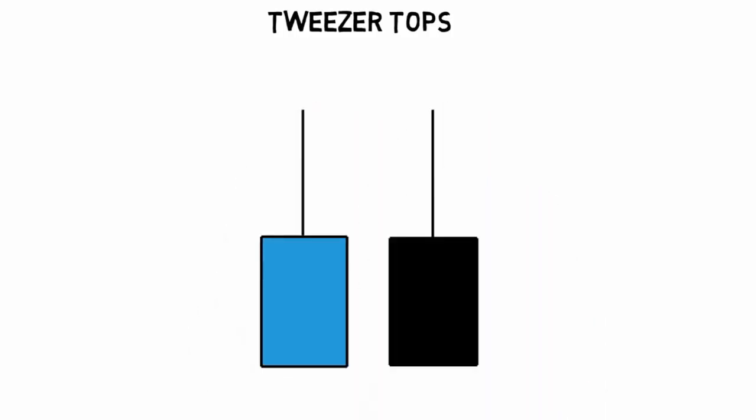Tweezer tops is a 2-candlestick bearish reversal pattern. It consists of 2 candlesticks that have approximately same highs. Technically, tweezer tops do not need to have long upper shadows, but the signal works a lot better if it has. Let's take a look at how tweezer tops form.